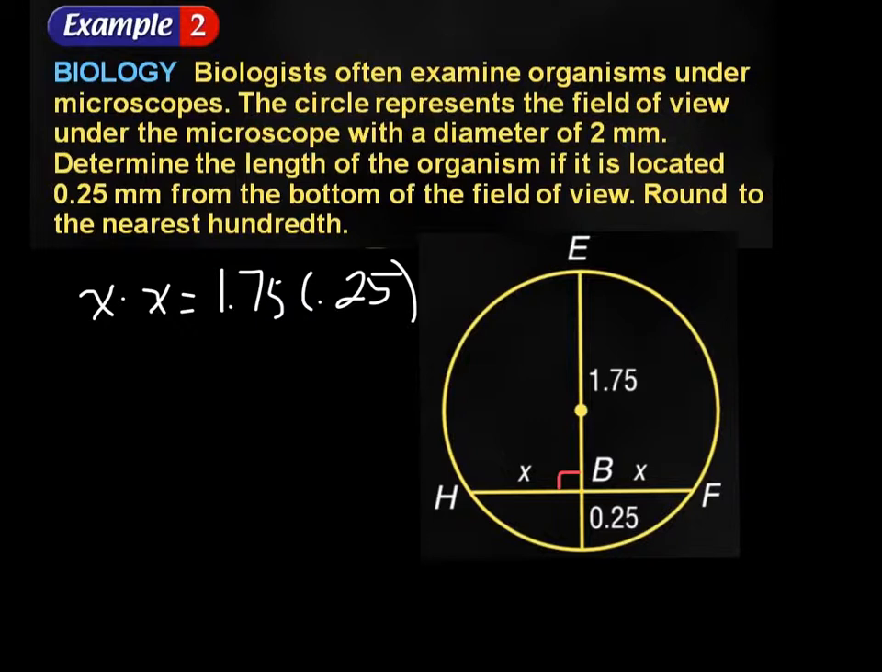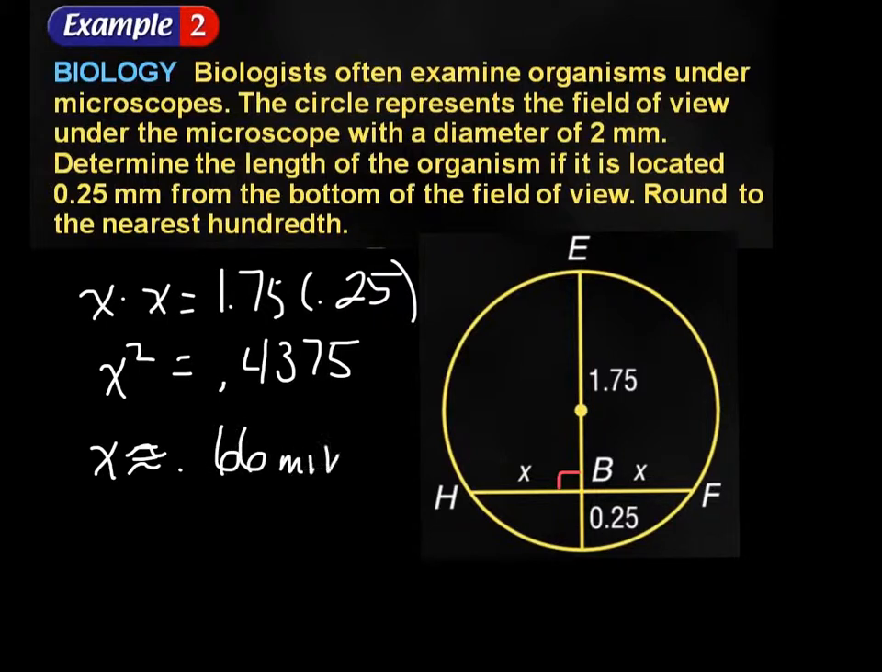Now that we have it set up, using this lesson's theorem is not too bad. So we're going to have X squared equals 1.75 times 0.25, which is 0.34375, and then take the square root of both sides, and we only need the positive square root because we are using measurement. And it said to round to the nearest hundredth, so X is approximately equal to 0.66, and our units were millimeters. Okay, those were two segments intersecting inside the circle. Next, we're going to look at segments that intersect outside.